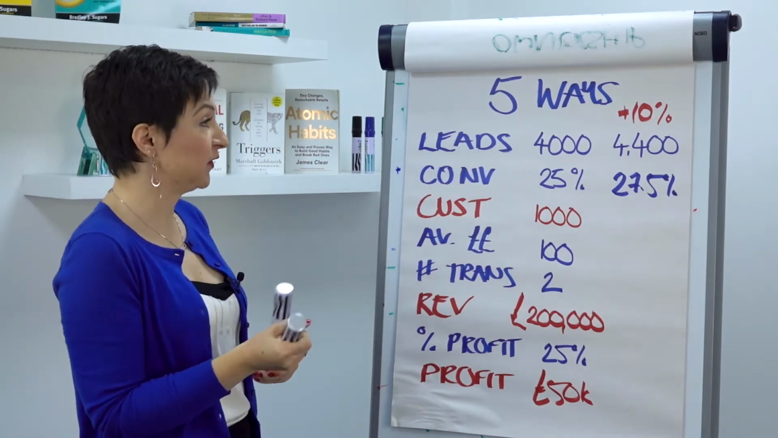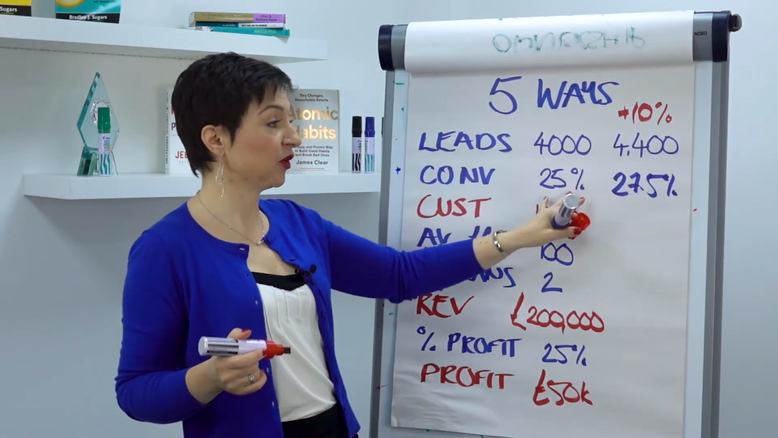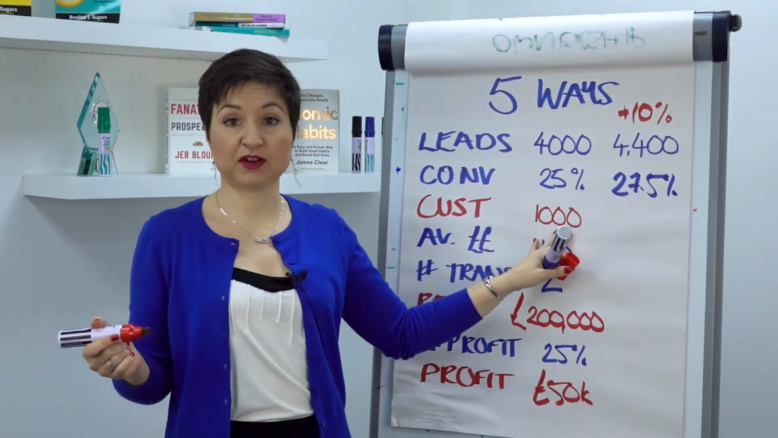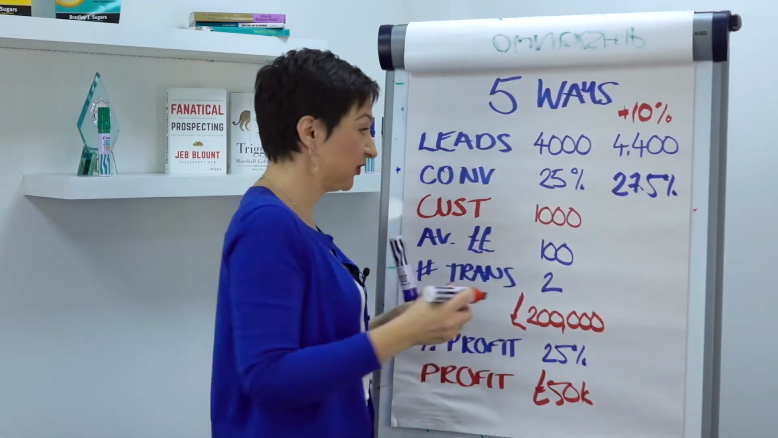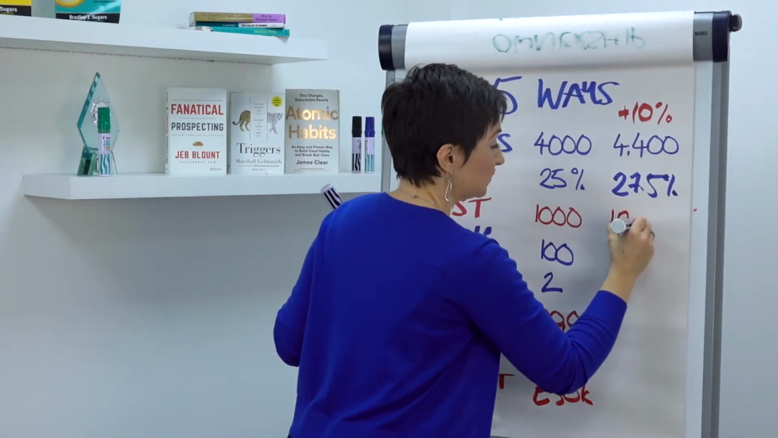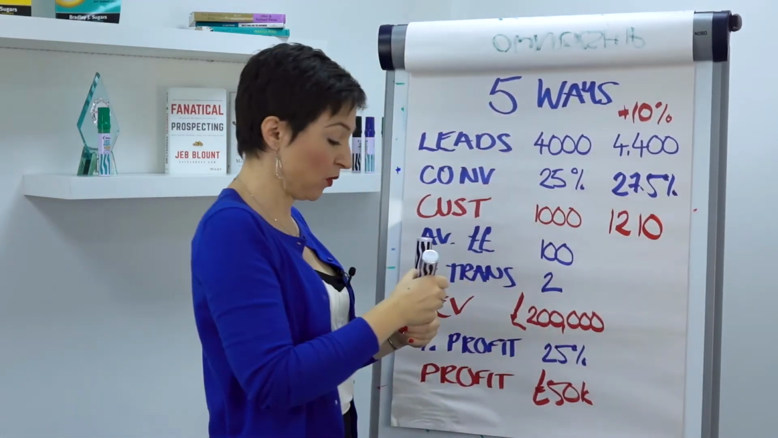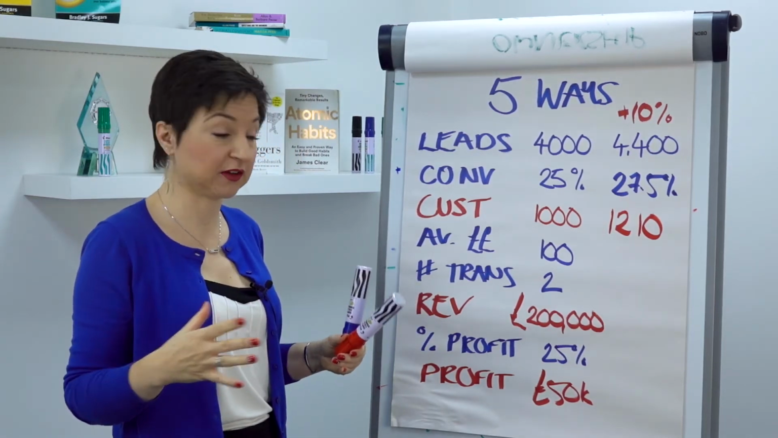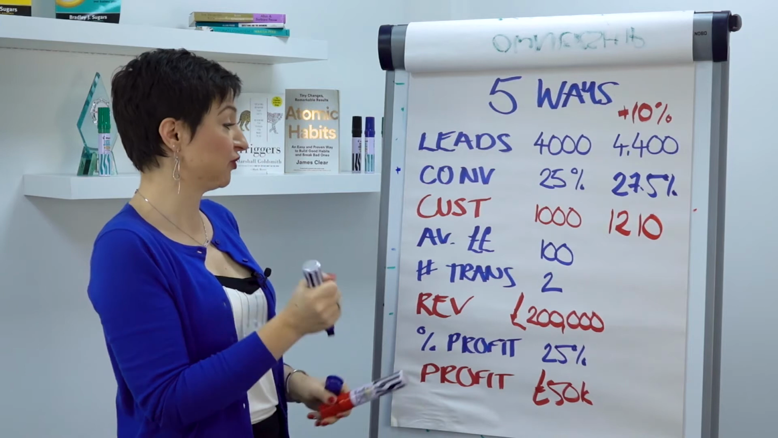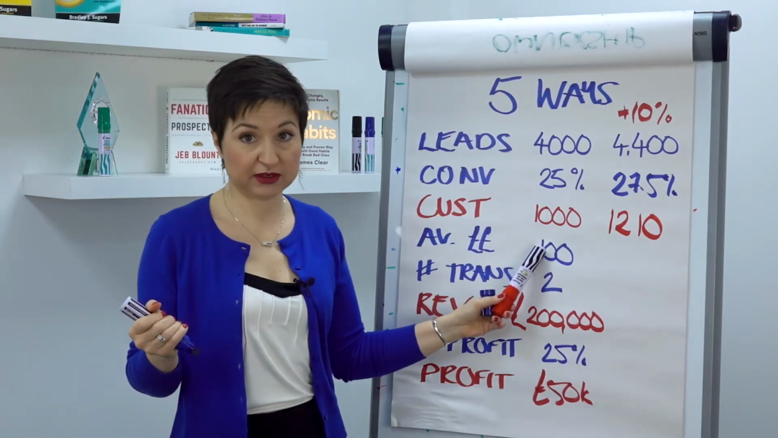But in this example, we've increased by 10%, by 10%, so do we increase customers by 10%? No, it's a compound effect. So we're actually going to have more than a 10% increase in our customers. So this is where it starts to get quite exciting. And then our average transaction per each time.